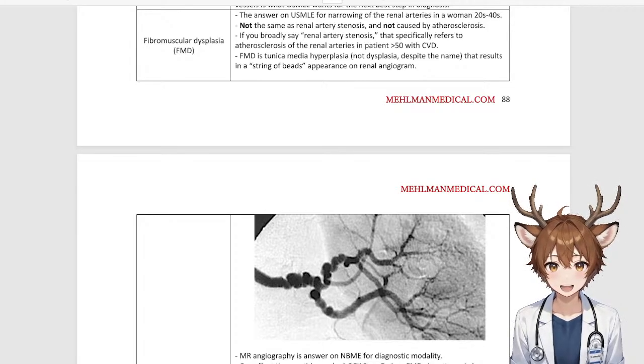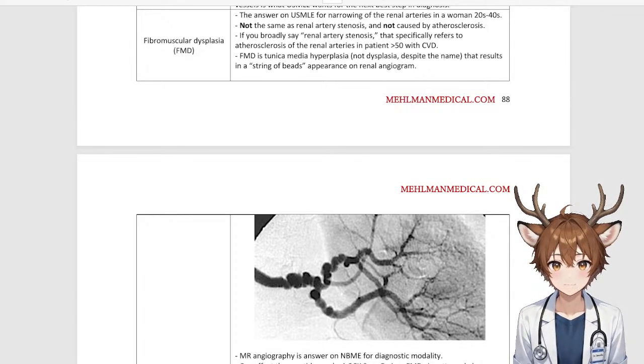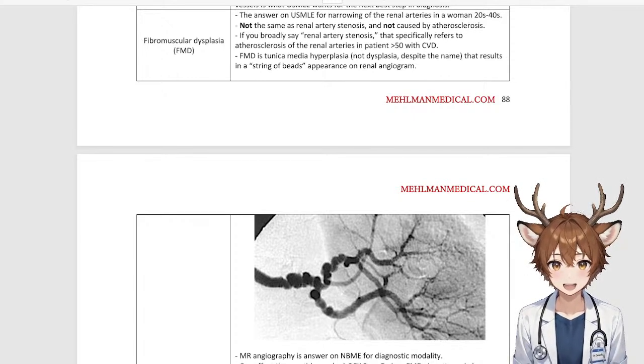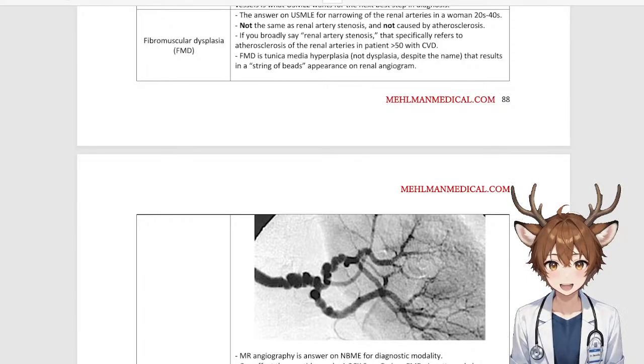MR angiography is the answer on NBME for diagnostic modality. It can affect the carotid vessels. A 2CK surgery question gives FMD vignette and also says that there's a 25% occlusion of one of the carotids.